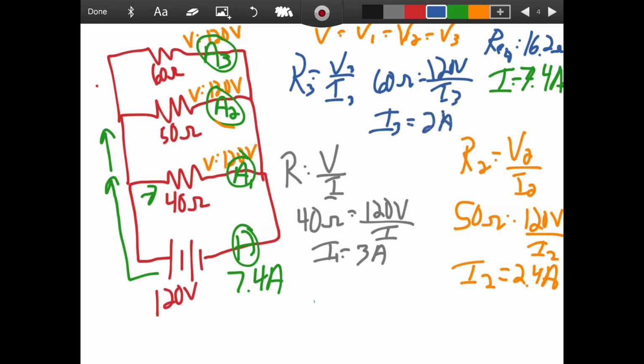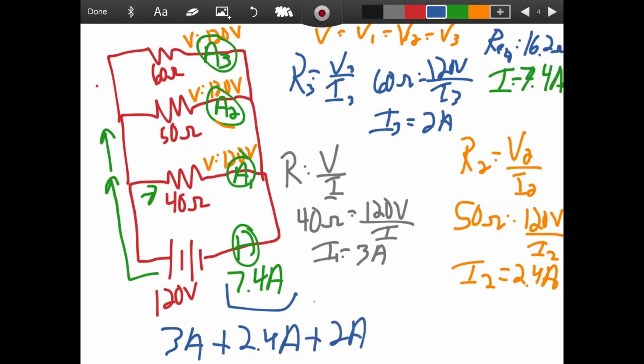And now to double check my work, I know that there should be a total of 7.4 amps. So I'm going to add up the 3 different currents which split: 3 amps plus 2.4 amps plus 2 amps. Plug that into my calculator really quick, or if I could do some mental math, that would be great. Yep, 7.4 amps of current, therefore it matches, and I am good to go.